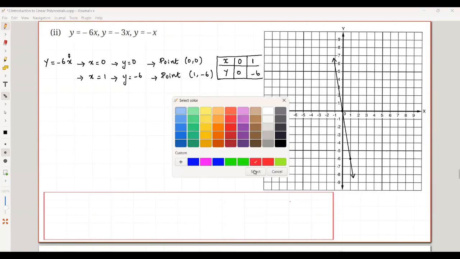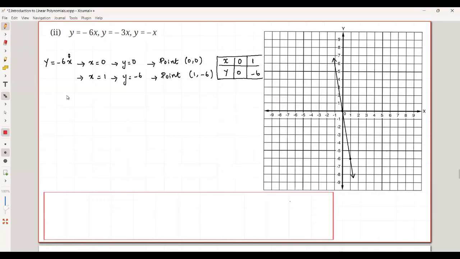Second, right? So second I can just choose y is equal to minus 3x. Second equation is given, y is equal to minus 3x. In this equation I'm just taking, let x is equal to 0. If x is equal to 0, I'll be getting minus 3 into 0, that is also 0. So y is equal to 0. Therefore the point will be 0 comma 0, first point.